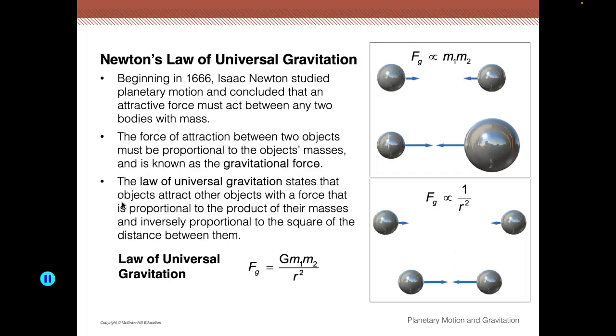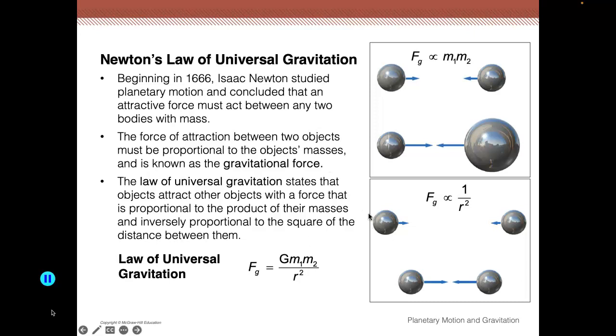All right. Then we have Newton's law of universal gravitation. So beginning in 1666, Isaac Newton studied planetary motion and concluded that an attractive force must act between any two bodies with mass. The force of attraction between two objects must be proportional to the objects' masses, also known as the gravitational force. The law of universal gravitation states that objects attract other objects with a force that is proportional to the product of their masses and inversely proportional to the square of the distance between them.